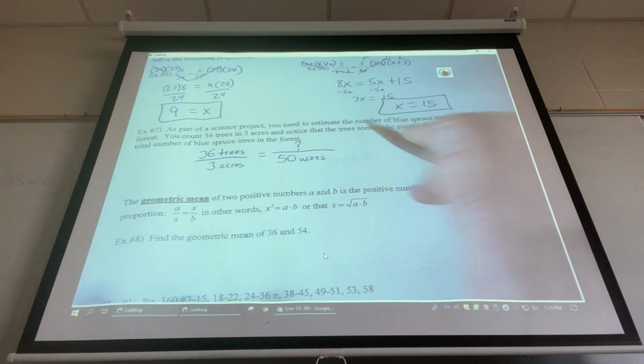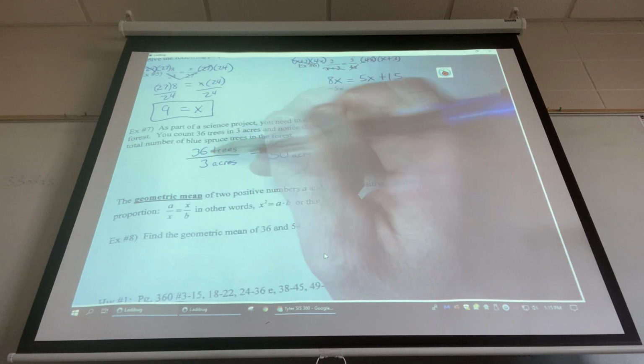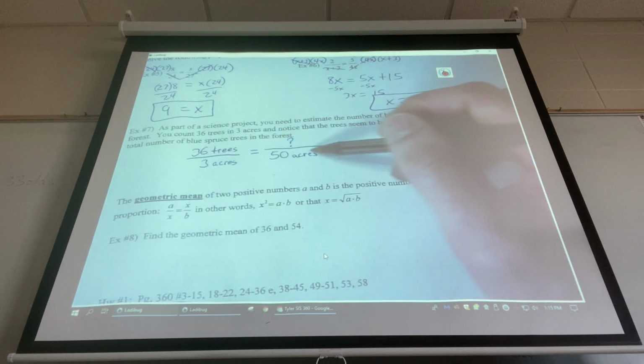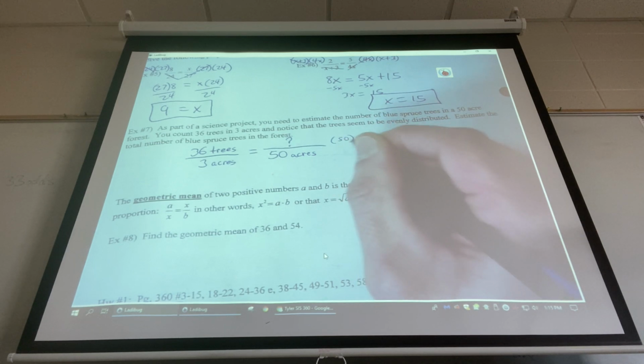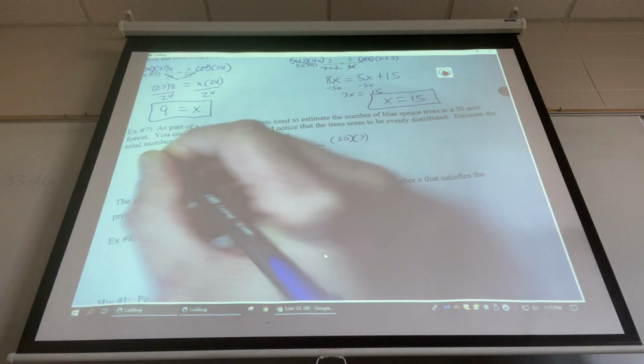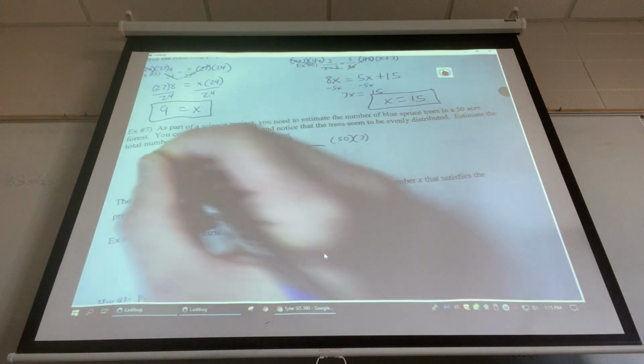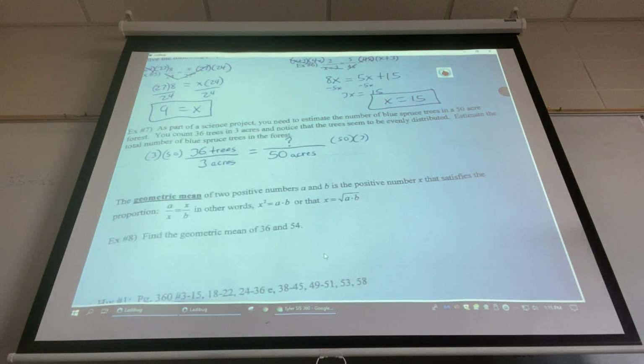And so there are multiple ways to do this. You could simplify this and then multiply by 50. Or if you want to, you can multiply by both denominators. Or you could cross multiply, couldn't you?